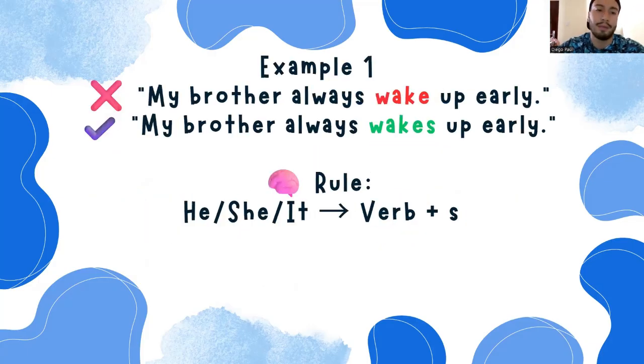Let's check the first example. My brother always wake up early, but the correct sentence is: my brother always wakes up early. In this case, my brother is a third person singular subject, which means that the verb must include the s ending in the present simple. So without adding the s, the sentence sounds incomplete and incorrect, which causes the message to lose clarity.